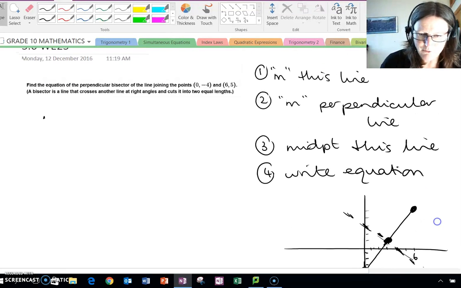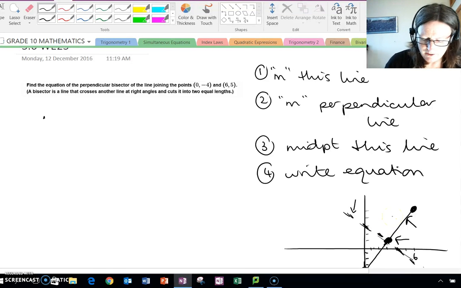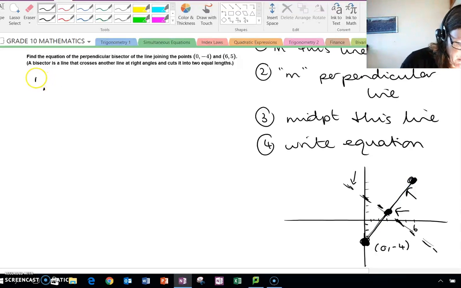So what we need to do is find the gradient of this original line. We then find the gradient of the perpendicular line. We then find the midpoint of the line, and then we have enough information to write the equation. So let's find the gradient of this original line, the line going from here up to this point. We write down our gradient formula.